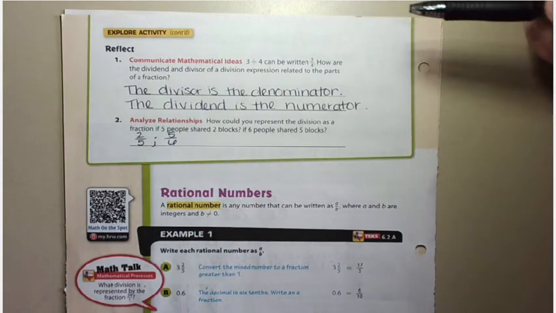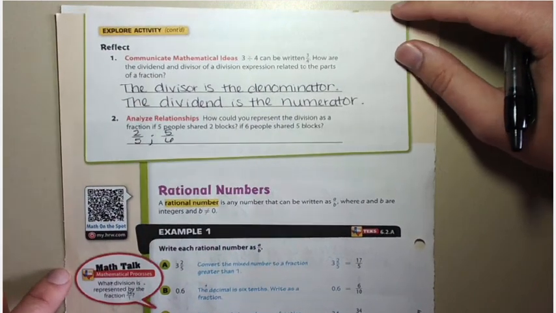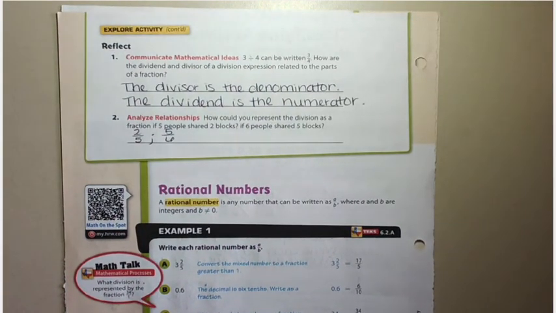Alright, I'm on page 32 now, so the Explore Activity is continued. So go ahead and read through the Reflect and answer those two questions. So go ahead and pause the video and then we'll move into rational numbers.